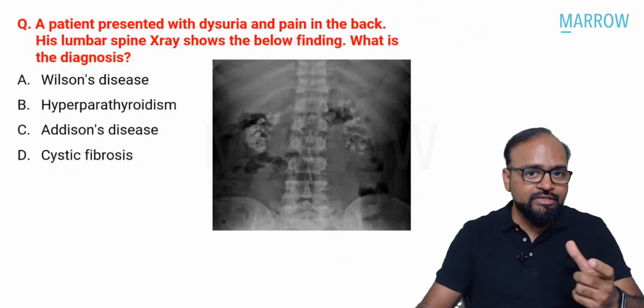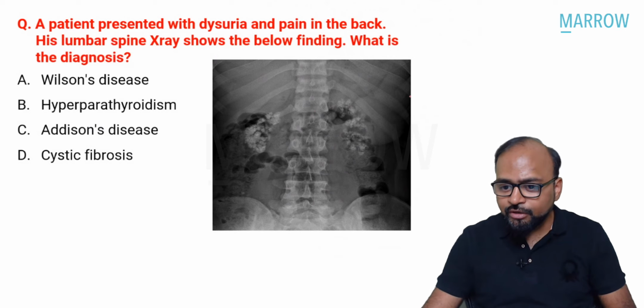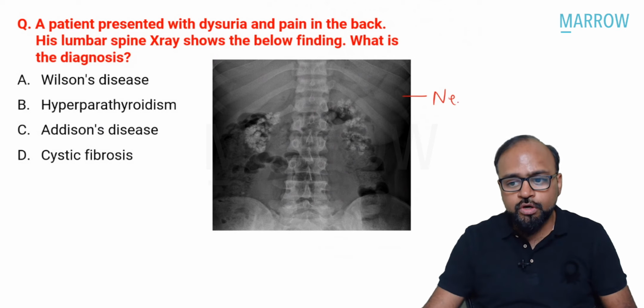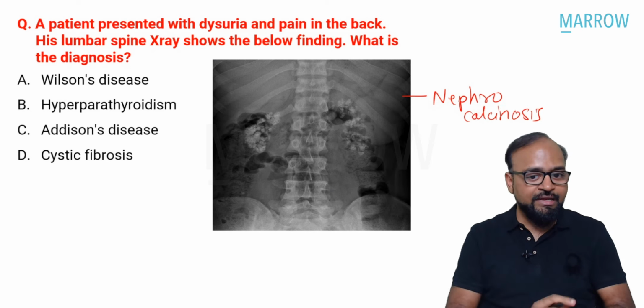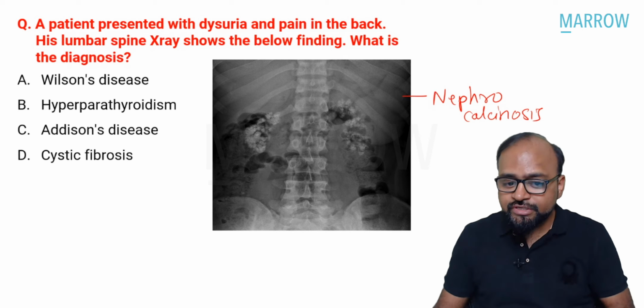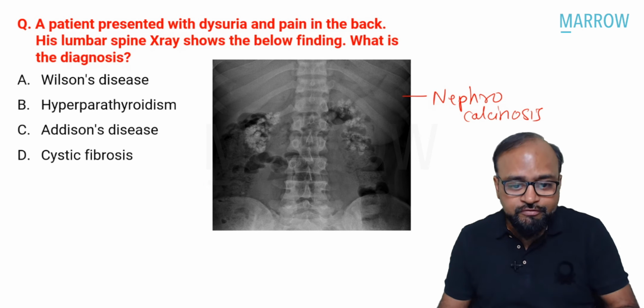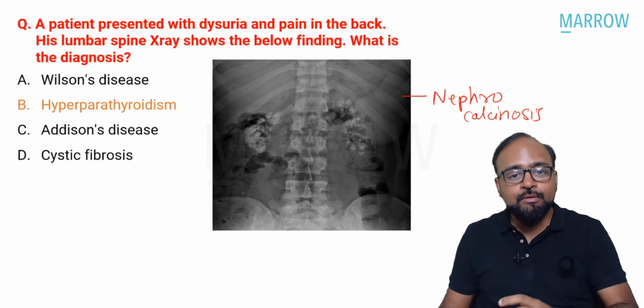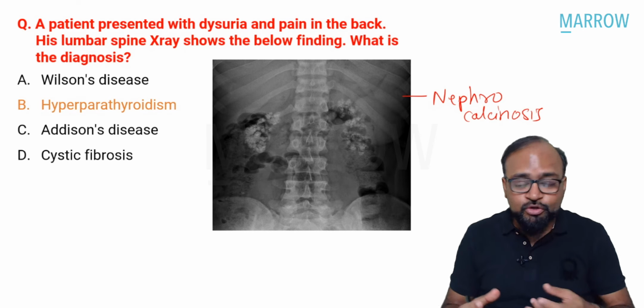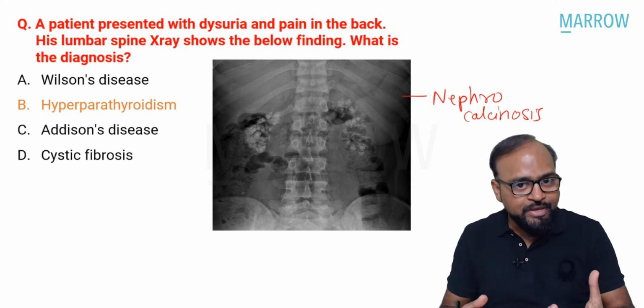Right, now look at this image. Now we've already discussed that the diagnosis over here is nephrocalcinosis, diffuse calcification involving the renal parenchyma, right? So which of these causes we have discussed is a very important cause of nephrocalcinosis? It is definitely hyperparathyroidism, because the role of parathormone is to increase the blood calcium or serum calcium, right?